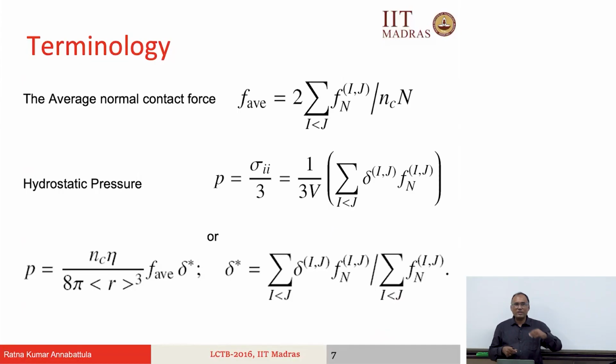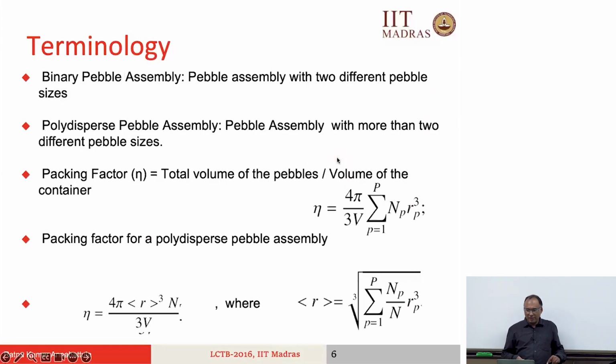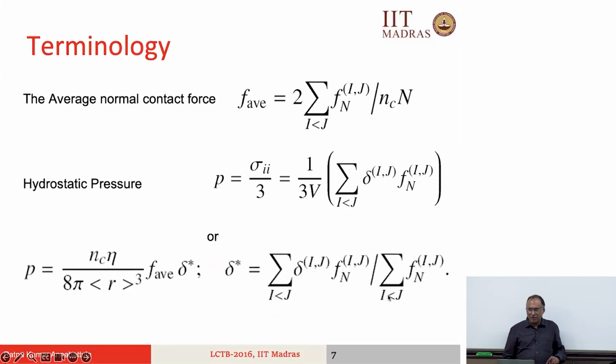But one of the macroscopic quantifying parameters for a pebble assembly is what we call the average normal contact force, which is F_n i,j summed, divided by the number of contacts, or coordination number, times N, right? So what was your N here? The total number of particles in the assembly.